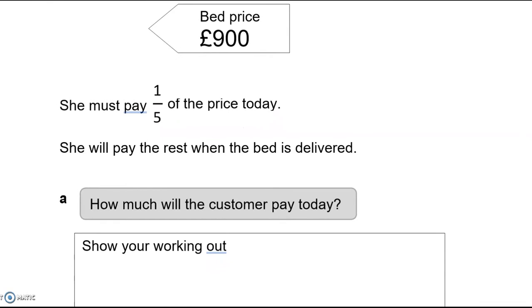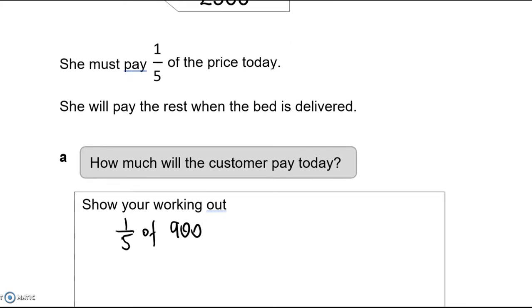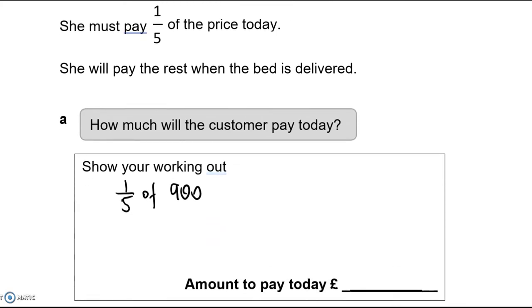So we're looking at one fifth of 900, which we're gonna work out by dividing 900 by 5. I'm gonna show one fifth here. So 900 divided by 5, that gives us £180.